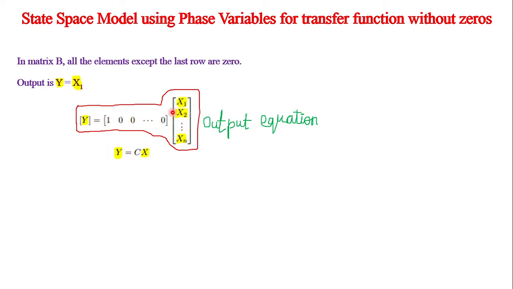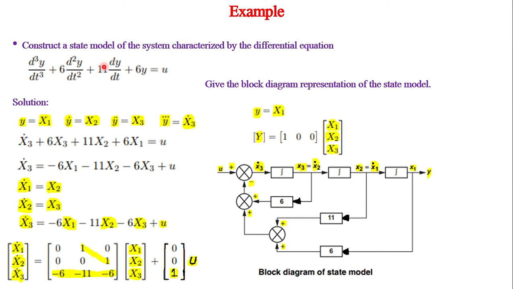Therefore, that C matrix, or C vector, is a row vector having 1 as the first element. The rest of the elements are 0. So this is the output equation. This is how we have to write the state space model if we are given the mathematical model in transfer function form or differential form without zeros. Let us see with the help of an example.